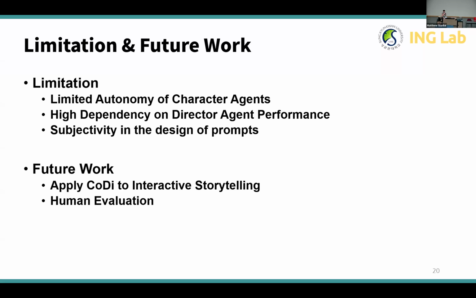We tried to read narrative theory books and papers to design prompts. However, there were some customized prompt designs by me. So collaboration with literature and storytelling experts may lead to richer narrative structures. Therefore, for our future work, we should apply this CoDi to an actual interactive storytelling system, and then we should do human evaluation with the interactive storytelling.